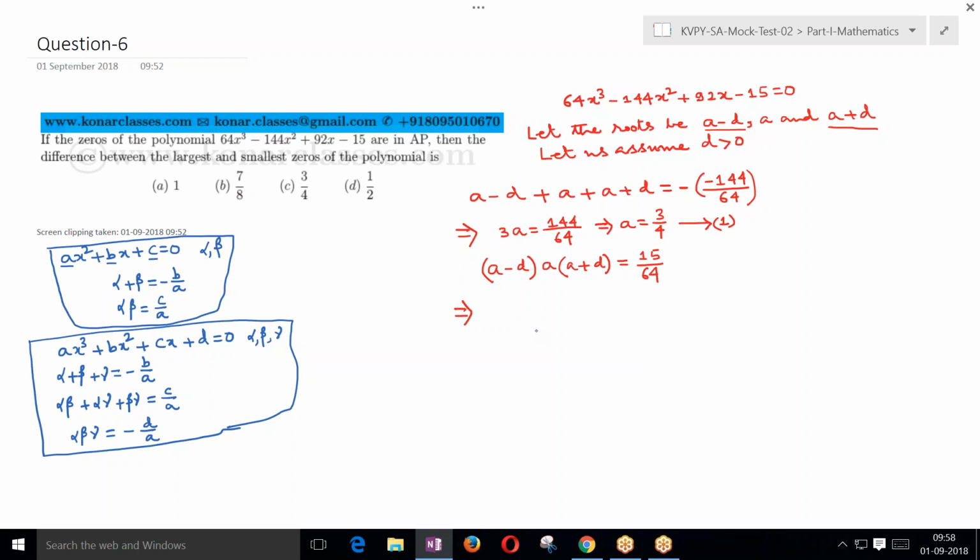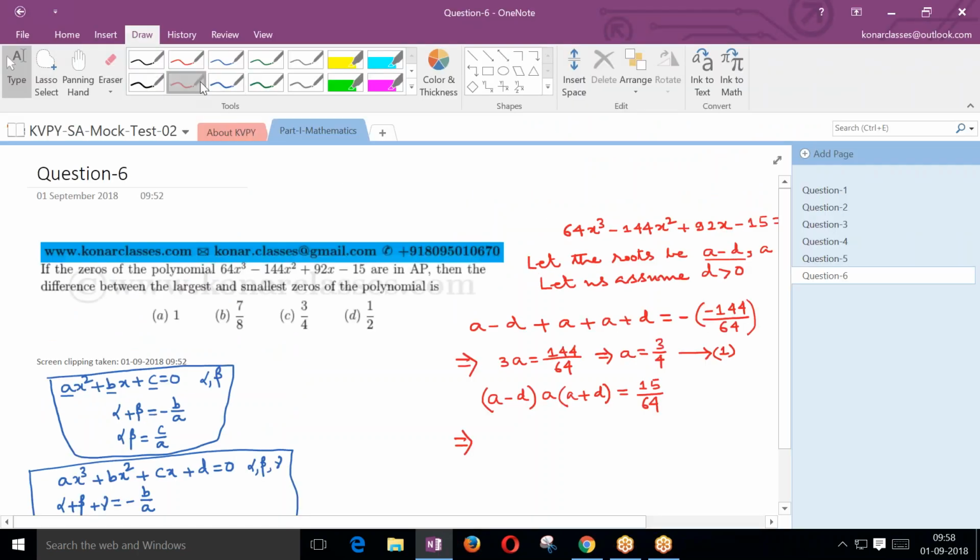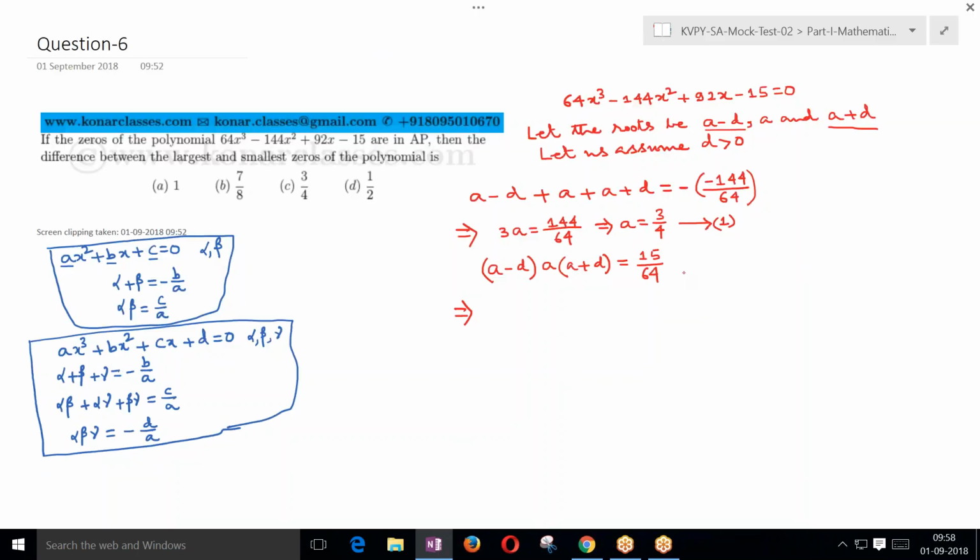So if we apply this concept, here we have a minus d and a plus d. That is the sum of the roots, and a minus d into a plus d is the product of the roots. So now from here what can we say? From here we can say a into a square minus d square is equal to 15 by 64.